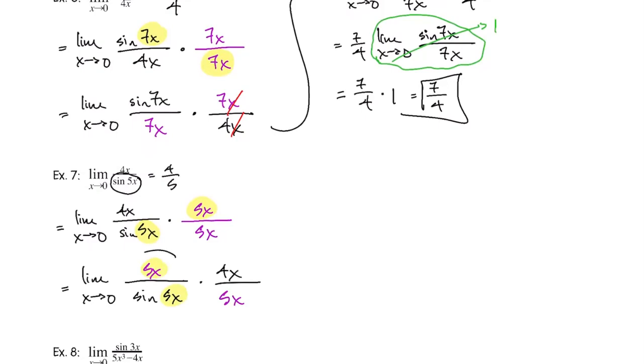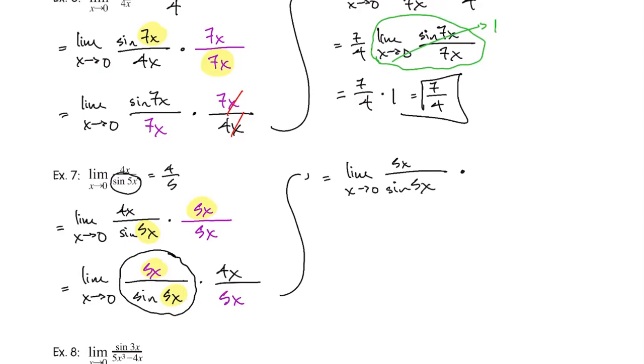Now, this right here, 5x over sine 5x, is a reciprocal of what we had before. But our limit before was 1. So when we think about the reciprocal, it's still going to be 1. Okay. And so we can leverage that to say this part, we can reduce these x's in that expression. And that's where that 4/5 comes from.